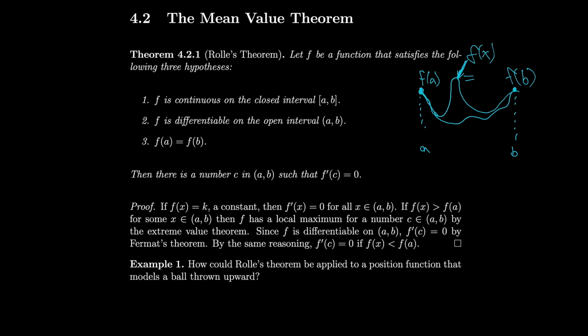So you could do the exact same thing, supposing the next case where instead of f of x being bigger than f of a, you suppose that f of x is smaller than f of a. And you'll see that by the same reasoning, you'll get some number c such that f prime of c equals 0.